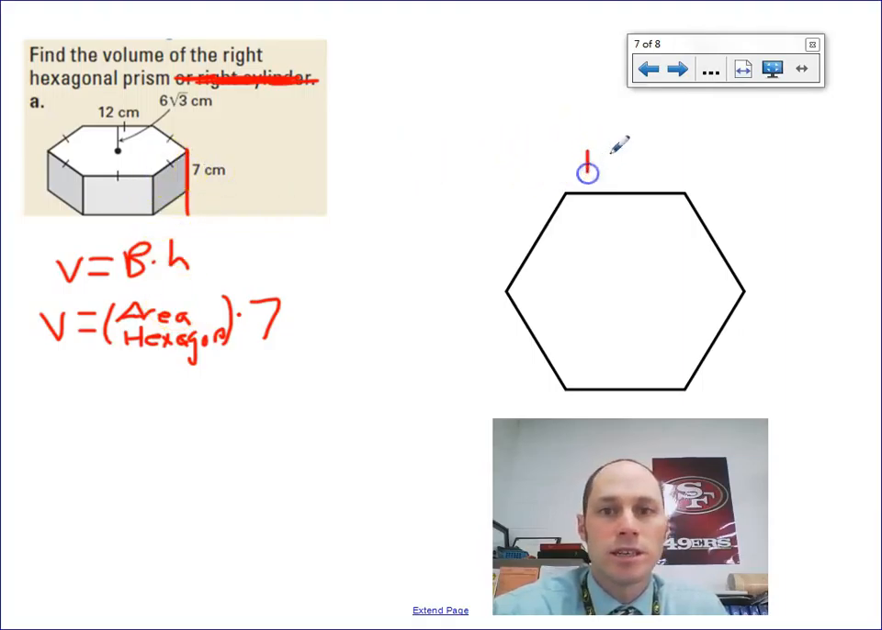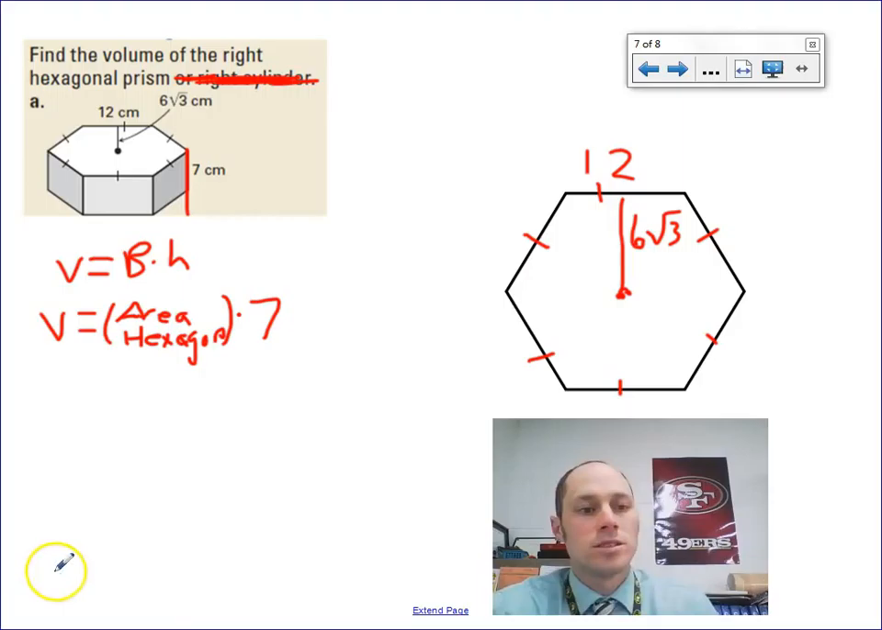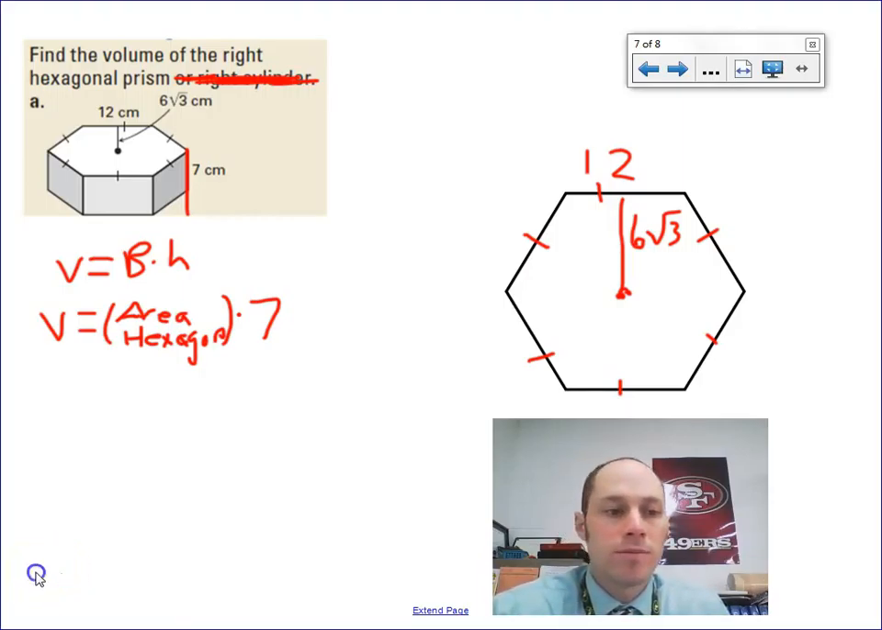But I would suggest using this figure over here. This is 12 and 6 square root of 3. And keep in mind that these are all the same. It's a regular hexagon. Think about how you can calculate that area. So think about it for a while, restart it when you're ready.